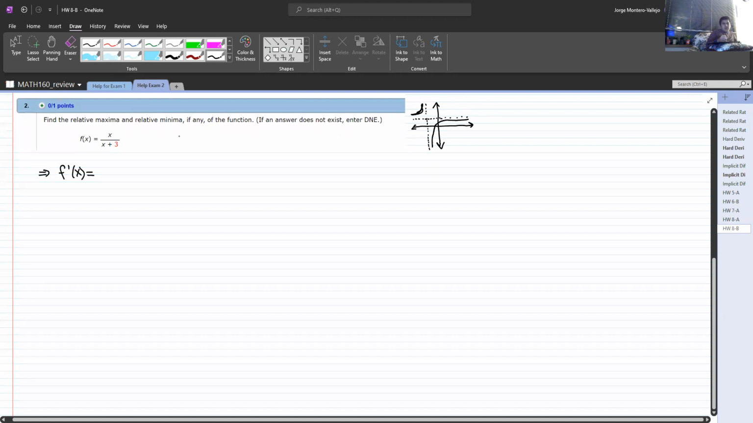Because this is a quotient, we're going to do the quotient rule. So the derivative of the first one, that's 1, times x plus 3, minus the first one without changing it, times the derivative of the second one, that's 1, divided by x plus 3 squared. If you look at the numerator, you can open up the parentheses and you get x plus 3 minus x. The x and the minus x cancel each other out, and you get 3 divided by x plus 3 squared.